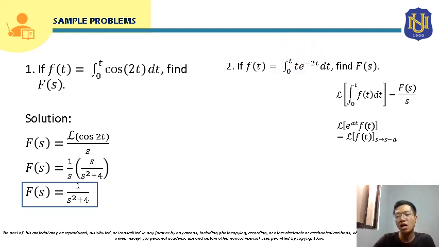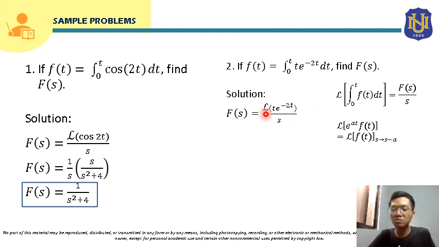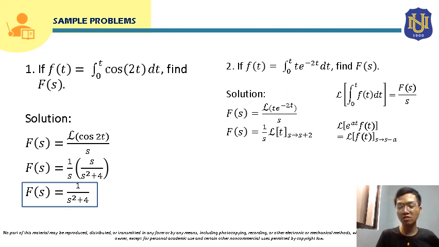Applying the formula here, the Laplace transform for this will just be the Laplace transform of the function here, which is t times e raised to negative 2t, over s. So we will solve for the Laplace transform of t times e raised to negative 2t. To solve for it, we can either use s-differentiation or the first shifting theorem. It depends on what you want to use, but in this case, we are going to use the first shifting theorem.